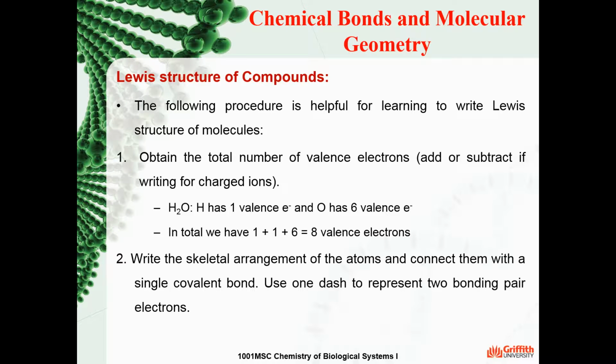The second rule says, write the skeletal arrangement of the atoms and connect them with a single covalent bond. Use 1 dash to represent 2 bonding pair electrons. To do that, we usually have one atom in the center and the remaining atoms surrounding it. In our example, we put the oxygen in the center and the hydrogens around it. Most of the time, if not always, the hydrogen element is surrounding other atoms, as it can only make one bond. The oxygen is connected to the hydrogen with a single covalent bond. So we put 1 dash to represent this bond.